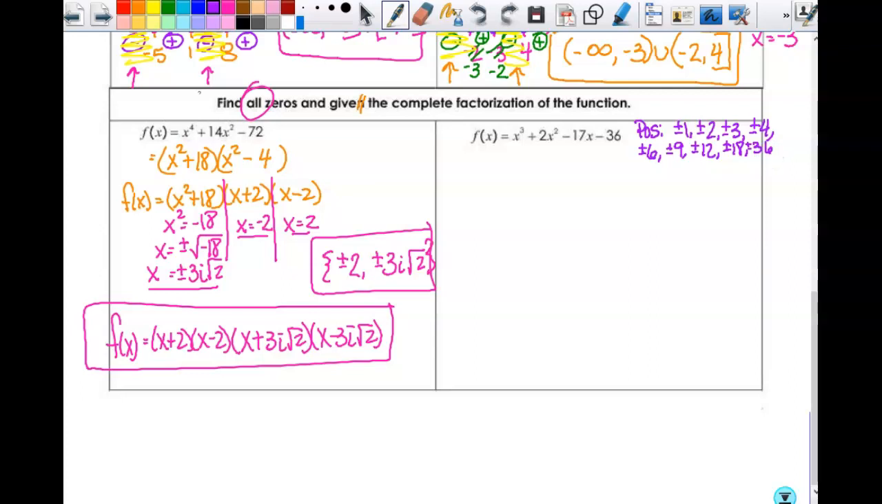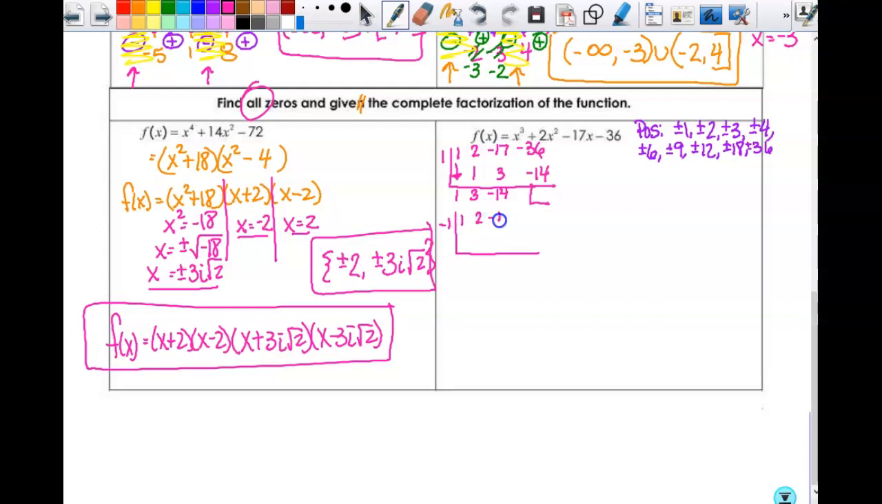All right, so we will start with 1. Put in my 1. 1 to negative 17, negative 36. Bring down my 1. 1, 3, 3, negative 14, negative 14. Well, that's not going to give me 0, so that doesn't work. So I can go on to negative 1.